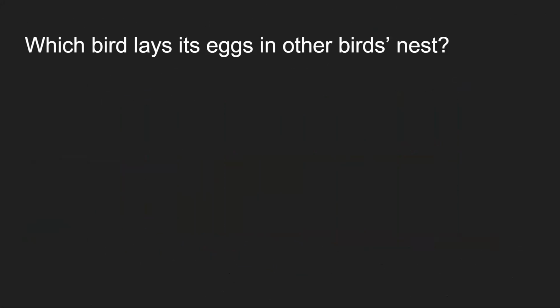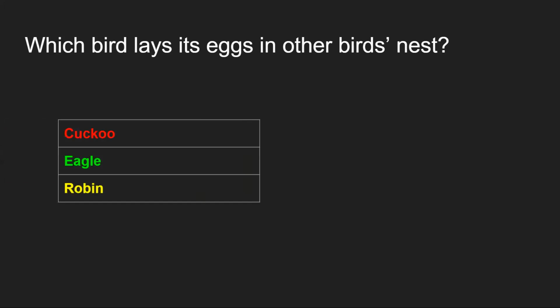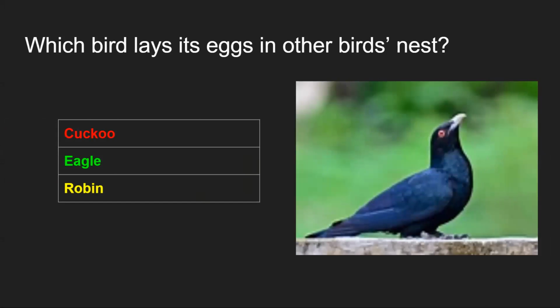Now come to the next. Which bird lays its eggs in another bird's nest? Students, this bird is called the laziest bird because other birds make nests for their eggs and for their babies. But this bird does not make a nest. It lays eggs in the nest of other birds. Let's see, cuckoo, eagle, robin. So which bird out of these? I think all of you know the name of this bird. The name of this bird is cuckoo. Yes, the laziest bird.